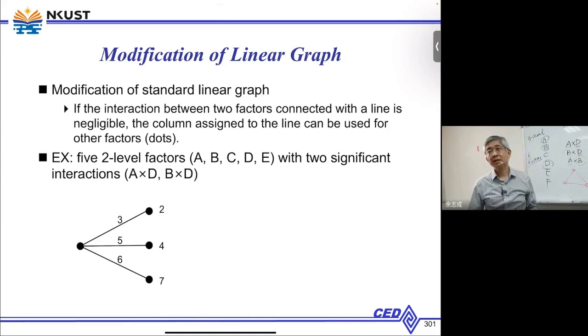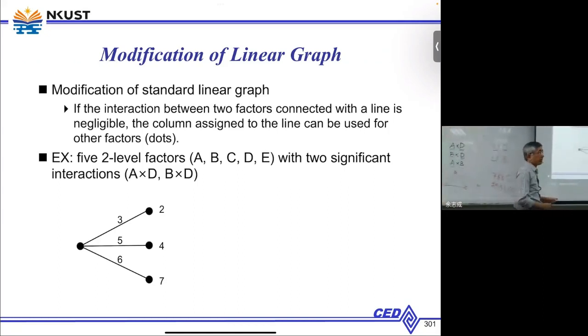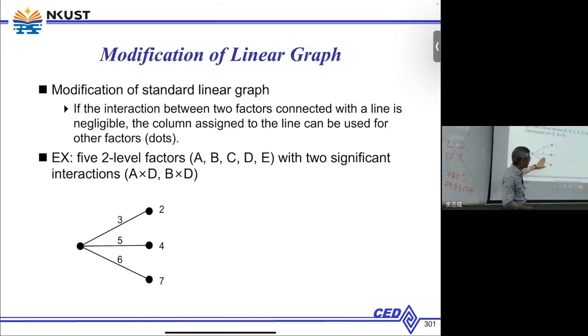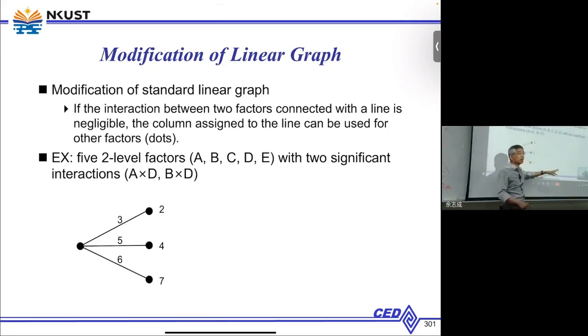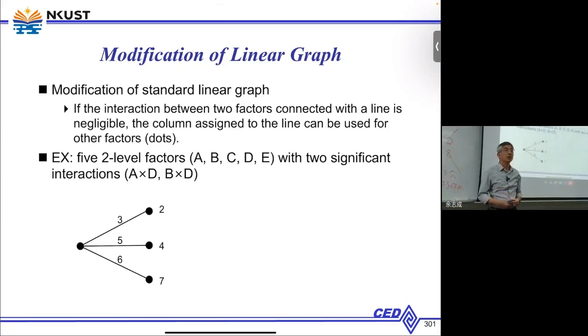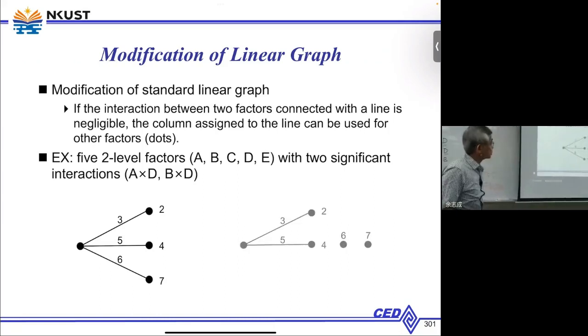How do we do? Either we go to a next bigger linear graph, a bigger orthogonal array, or we can try to adjust it. There are enough seats, but some of the seats are reserved for the interaction. But if the interaction is not needed, then we can detach the line to make it another seat, another dot for additional factors. In this way.